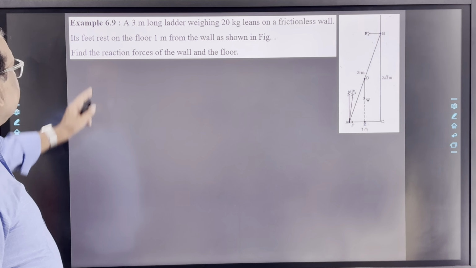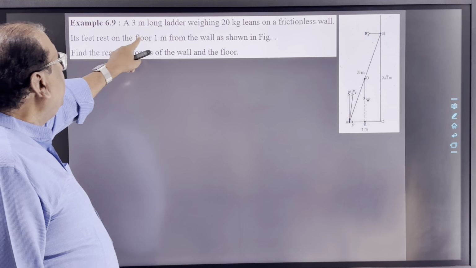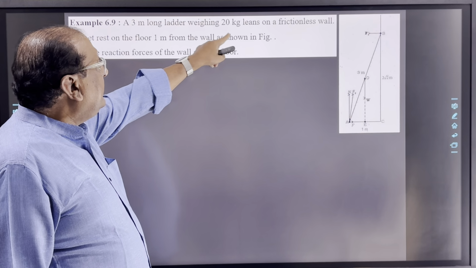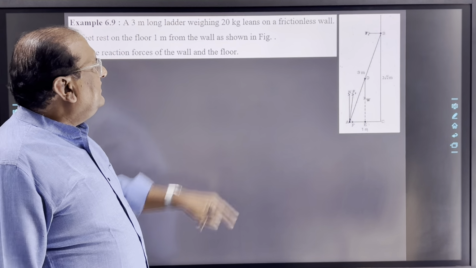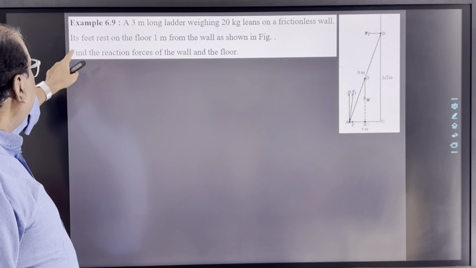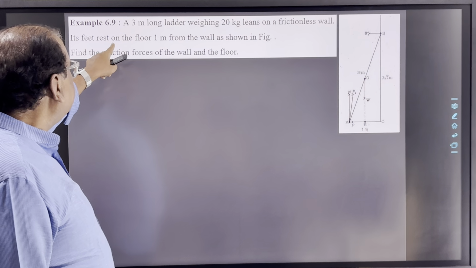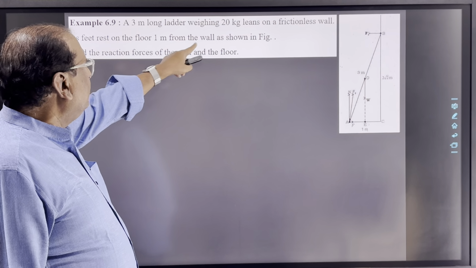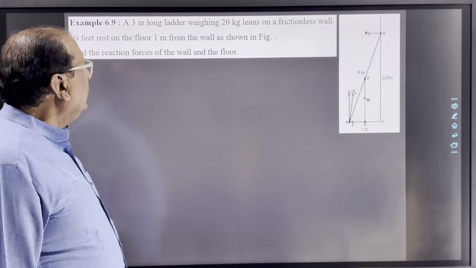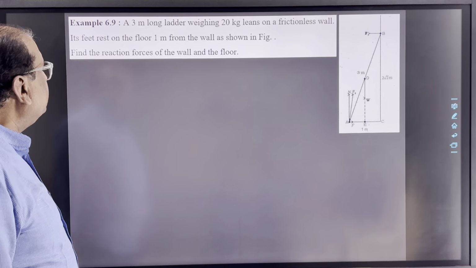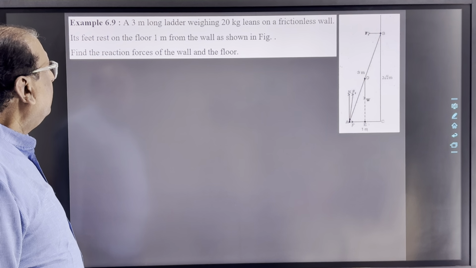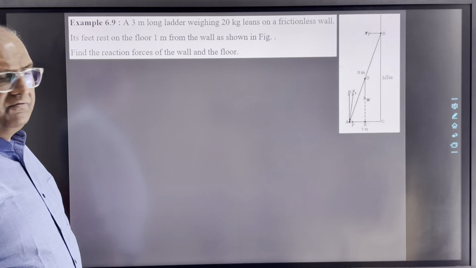Now example 6.9. A 3-meter long ladder weighing 20 kilogram leans on a frictionless wall. Its feet rest on the floor 1 meter from the wall as shown in the figure. Find the reaction forces of the wall and the floor.